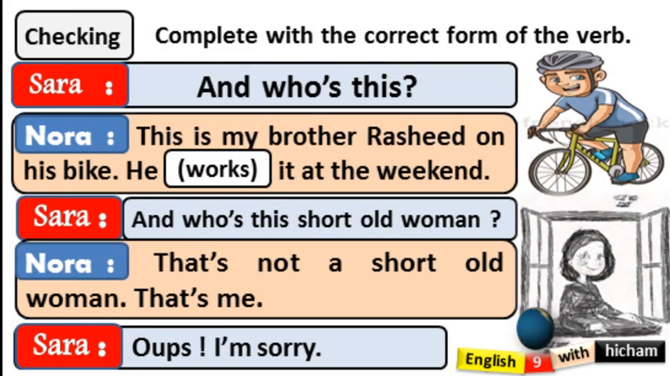Sarah, and who is this? Nora, this is my brother Rashid on his bike. He, and this is the verb ride. Sorry for the mistake. This is he rides it. He rides it at the weekend, so it's plus S.